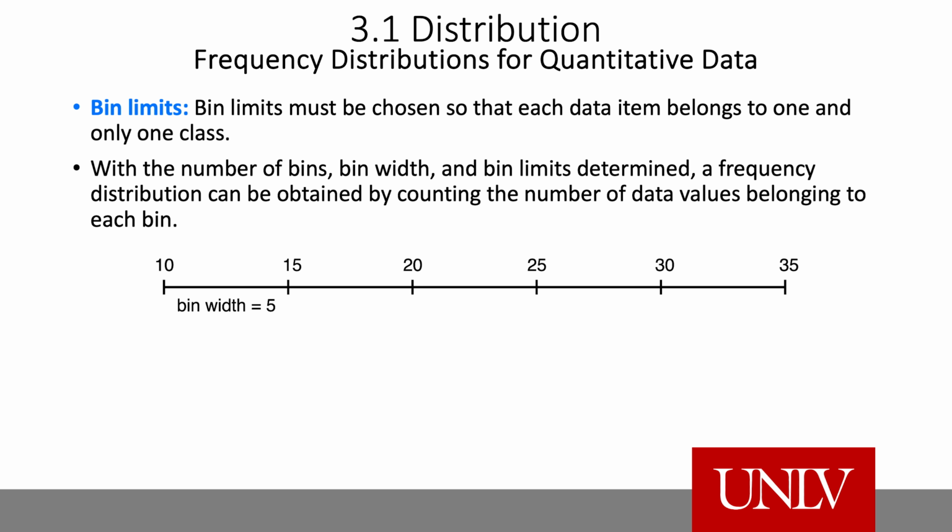Since our bin width is 5, we can have our bins as 10 to 14, 15 to 19, 20 to 24, and so on up to 30 to 34. So this way, each value has a home, the bins don't overlap, and the frequency distribution will be clear and useful. In this way, every value has a home, and the bins will never overlap.